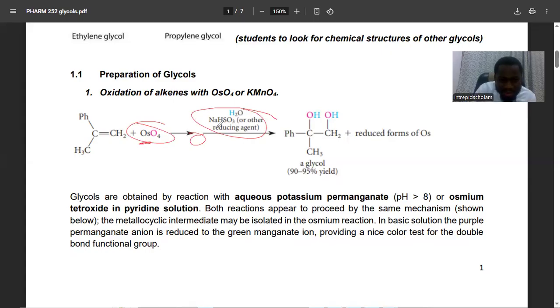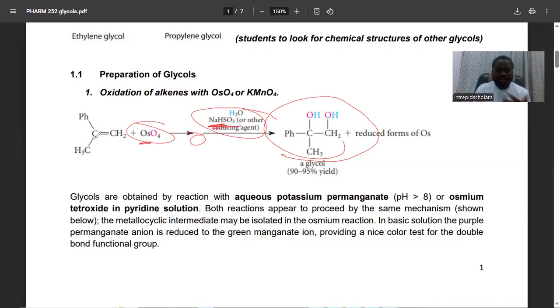What we have here, this is what I'm talking about. This is sodium hydrogen sulfite. It's the same thing as sodium bisulfite, right? So that's what we have to add before finally we can get our glycol. Now, at this point, I want us to understand how the glycol is formed from the alkene. Now, this is not the mechanism. We'll talk about the mechanism. But apart from the mechanism, we have to also know how we can transition the reagents to the product.